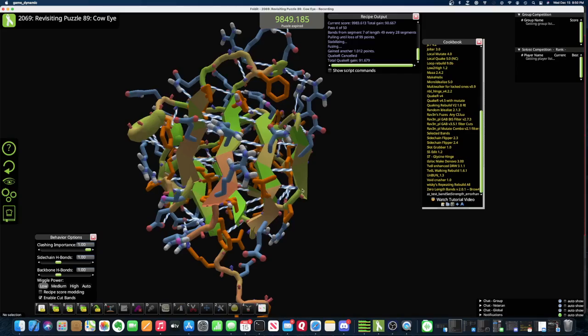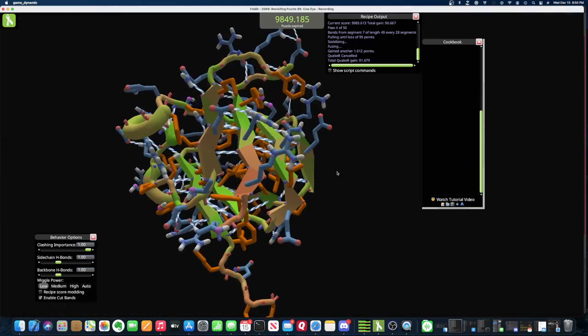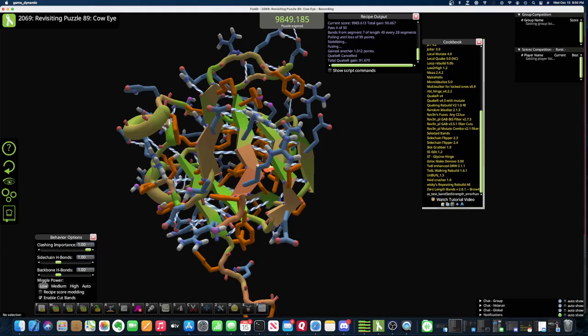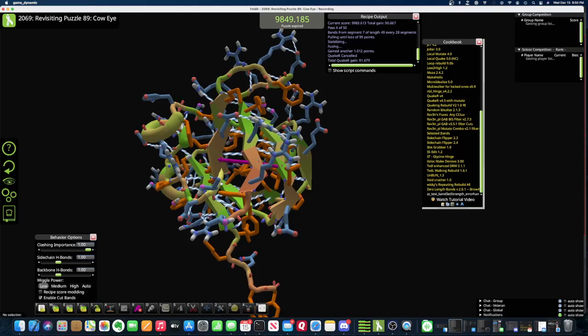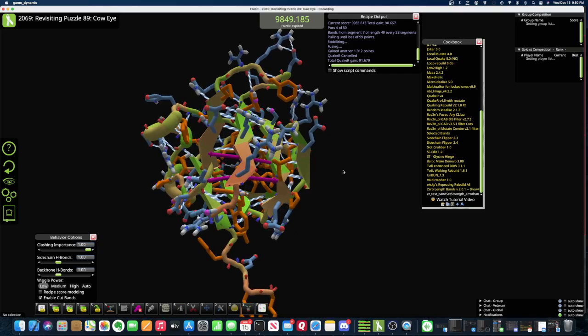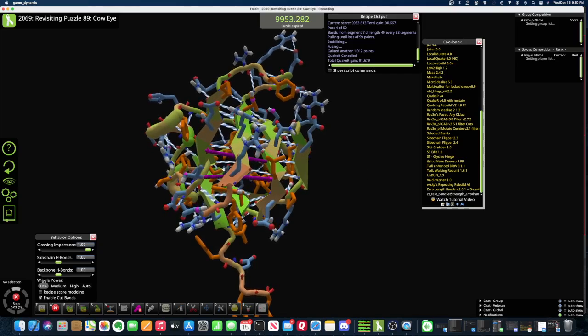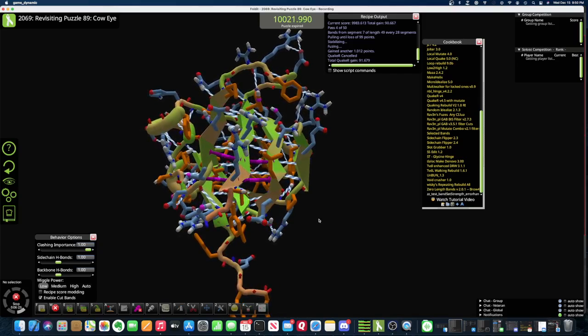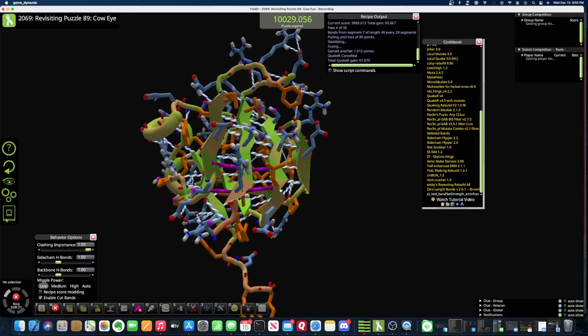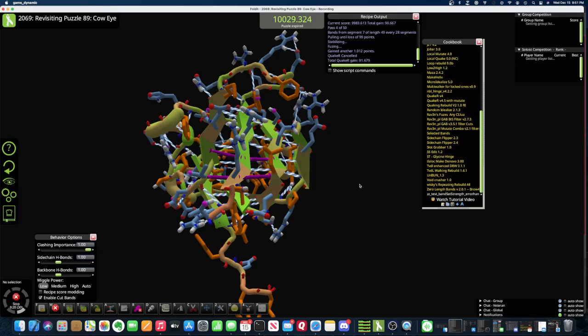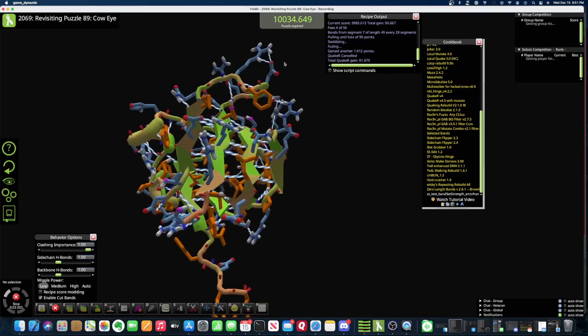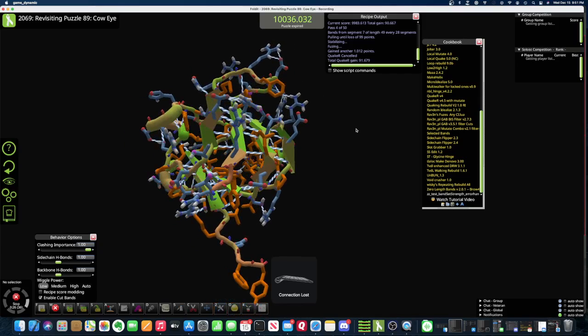Okay. And now we can look at possibly mating him up with this guy. So let's see if we can pull these guys together a little better. Okay, wiggle. Okay, we got another band there and another H bond there. So we did manage to connect those. Each H bond gives us about 10, so you can see we went from 9989 to over 10,000. So let's hit R to remove the bands. And that's where we're at.